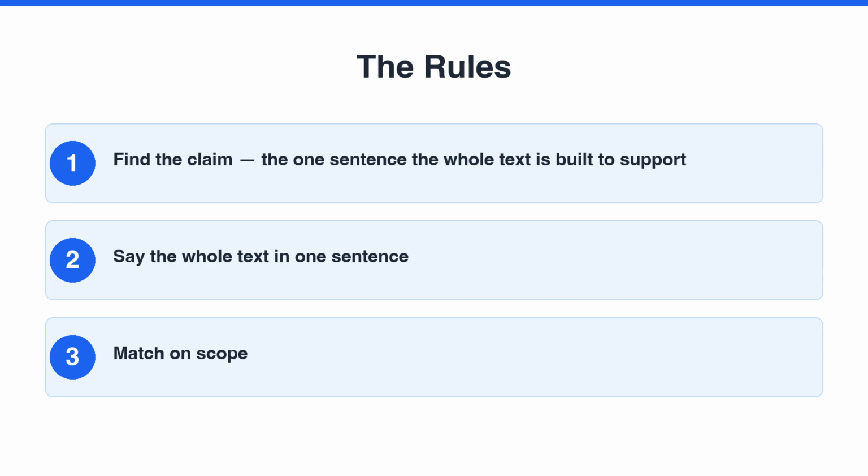Here's the whole method. Check 1. Find the claim, the one sentence the whole text is built to support. It usually sits right after a pivot like but, yet, or in fact, or in the very last line. Check 2. Say the whole text in one sentence. Put the main idea in your own words before you look at the choices, the point every sentence serves, not any single detail. Check 3. Match on scope. Pick the choice that covers your whole prediction and reject the 3 traps: the too narrow, the too broad, and the distorted.